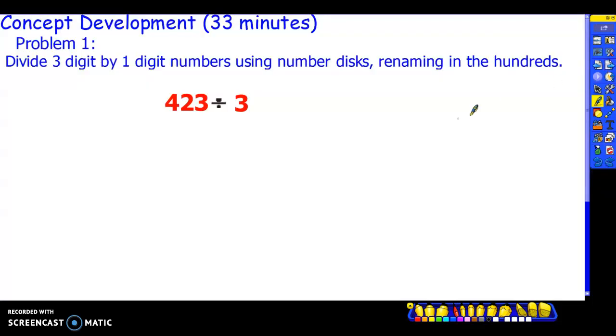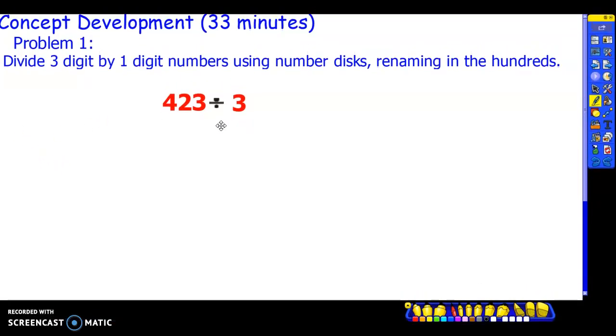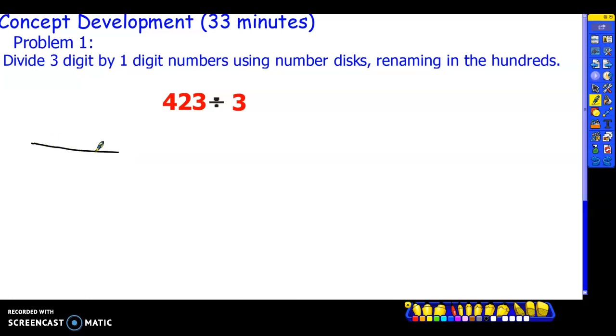Alright, 2-digit divided by a 1-digit. So let's look at a 3-digit divided by a 1-digit. Okay, the same steps apply. Okay, so nothing's going to be crazy new here. It's just that we're going to be doing it a few more times because we have more place values to divide.